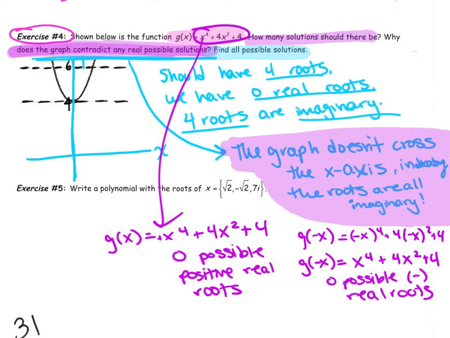Alrighty. So again, we answered all of our questions here. And then it says find all possible solutions. Well, that's just it. All 4 solutions are imaginary. I can't actually solve this. So all 4 roots are imaginary. I can't actually solve this because I wasn't given anything that was a root.